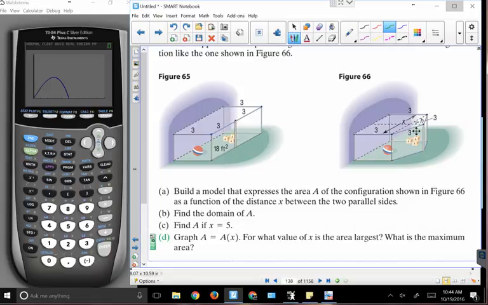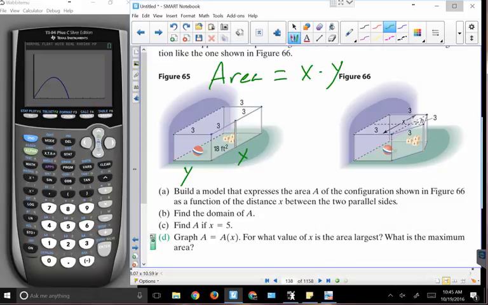Because here we said this is the x value. And this is going to be our y, so to speak, if you want to put it in that term. Because area is going to be equal to, we'll just do x times y. Start off very basic.